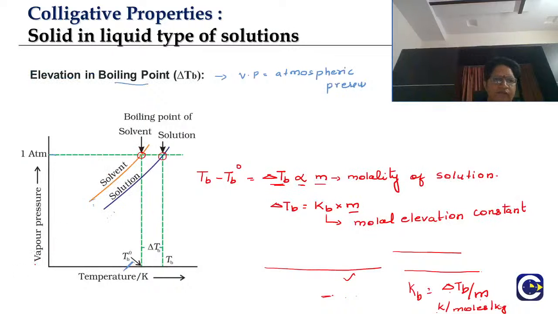So a graph is drawn between the vapor pressure of the solvent and the solution with respect to temperature. And when do we call it the boiling point? When the vapor pressure of a liquid is equal to the atmospheric pressure. Is there any doubt?